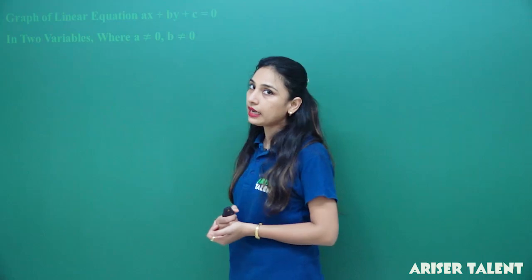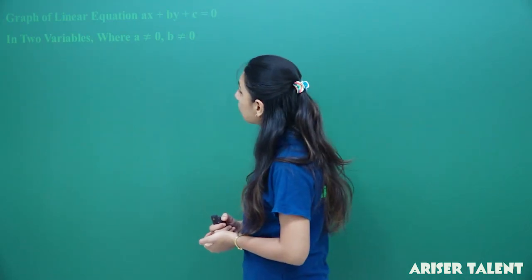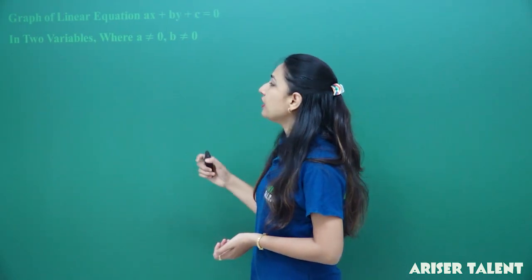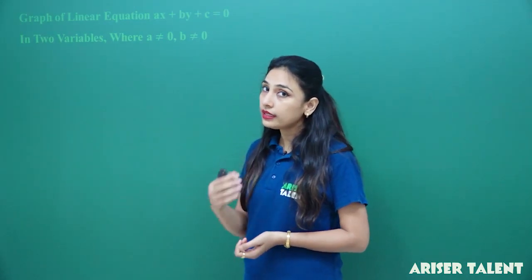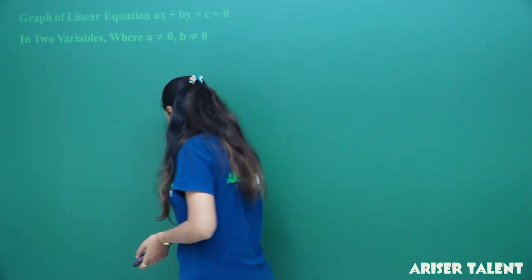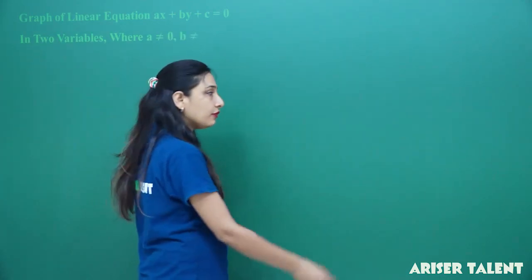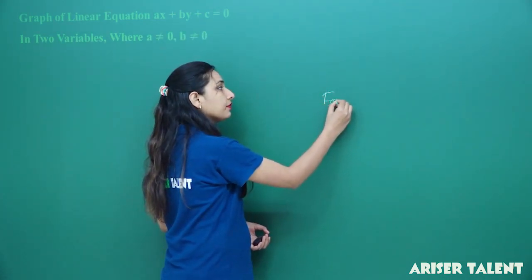So here we are having the graph of the linear equation ax plus by plus c equals to 0 in two variables, where a and b are not 0. So there is some method, some procedure. What we do, we will follow some steps.